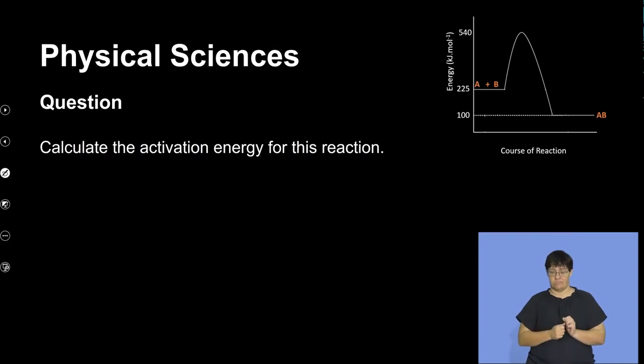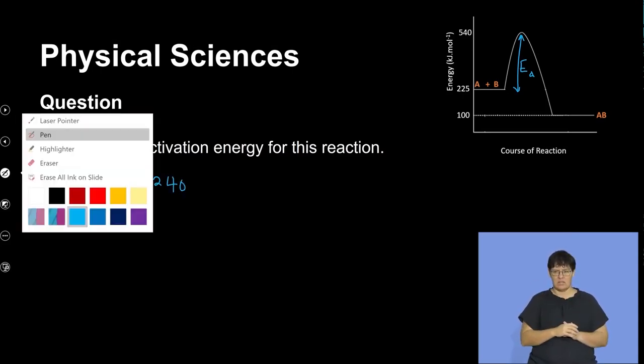Okay. Now the first question says calculate the activation energy for this reaction. So what are we looking for here? We're looking for activation energy. Okay, what is activation energy? It is the minimum amount of energy required for a reaction to take place. So the reactants are at an energy of 225 kilojoules per mole. So this interval to the activation complex actually represents our activation energy. So that interval 240 minus 225, it's actually 240 kilojoules.